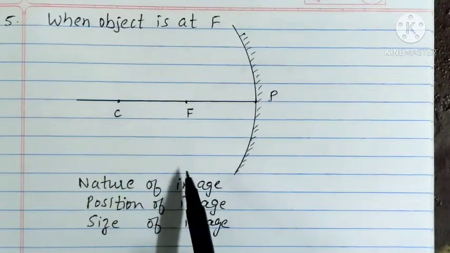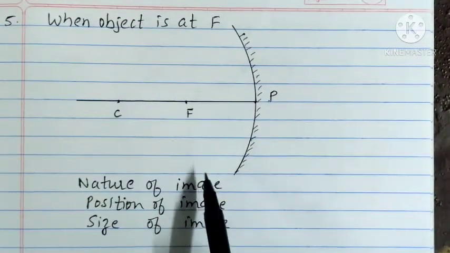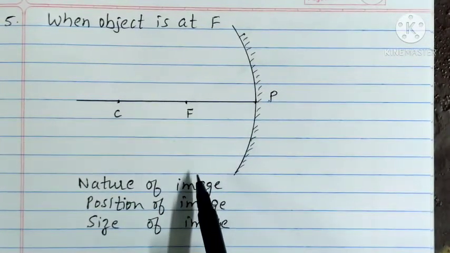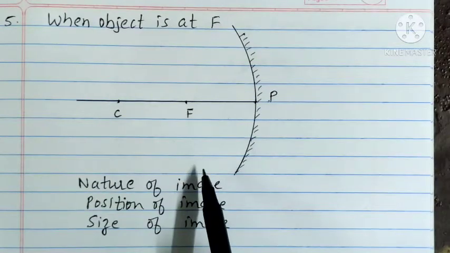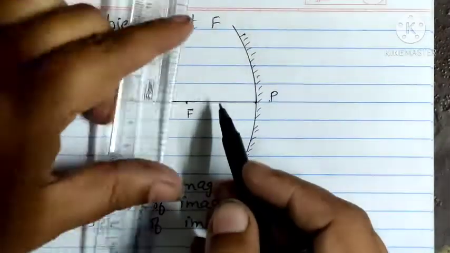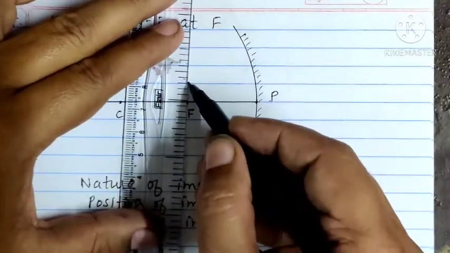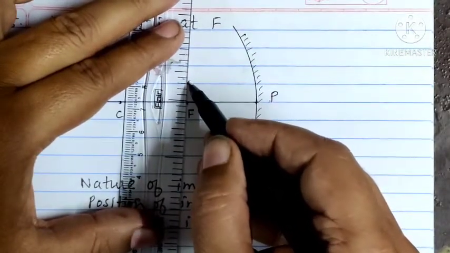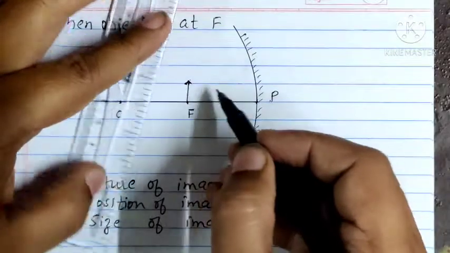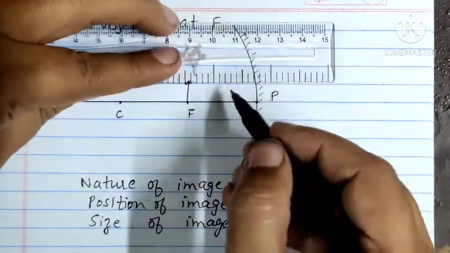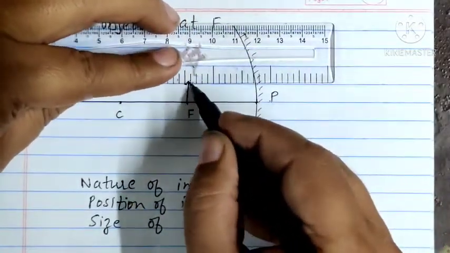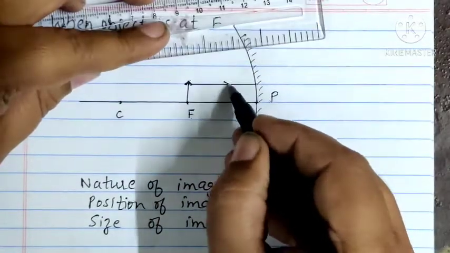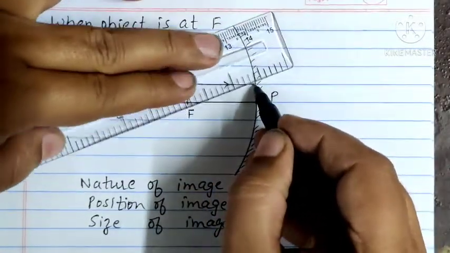Now in earlier cases we have seen that when the object is at infinity, the image was formed at focus. Now let us see what will happen when the object is kept at focus. So this is the object we have kept at focus. Now the first rule, that is the ray which is parallel to the principal axis, will reflect through the focus only.